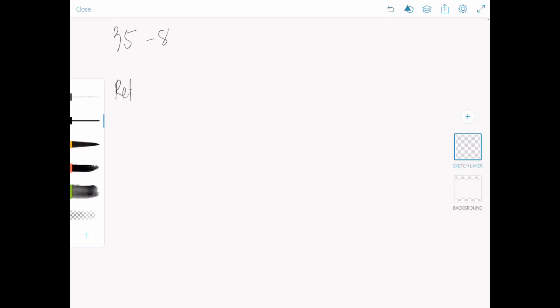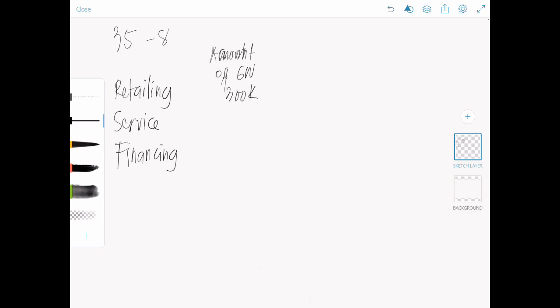So we have here 3 reporting units: the retailing, the service, and the financing. And we have these 3 questions. What is the impairment of goodwill attributable to the retailing unit? What is the impairment of goodwill attributable to the service unit? And what is the impairment of goodwill attributable to the financing unit? So we have here the amount of goodwill. In retailing we have 300,000, in financing we have 400,000, and in service we have 200,000.